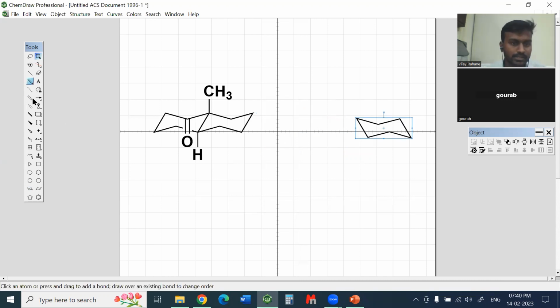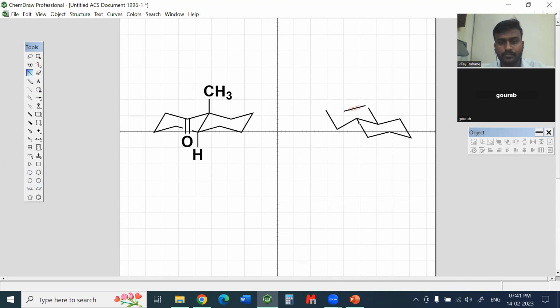So like this, there is one chair. Another chair is here, one boat, there another boat. Chair should look like chair.